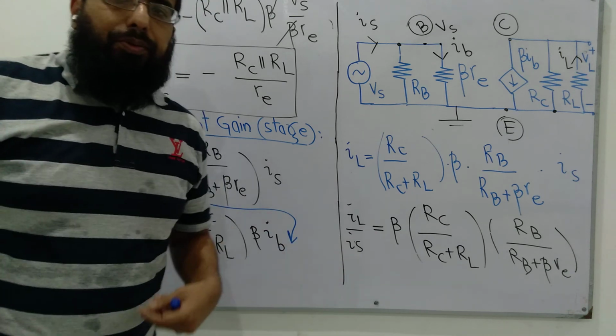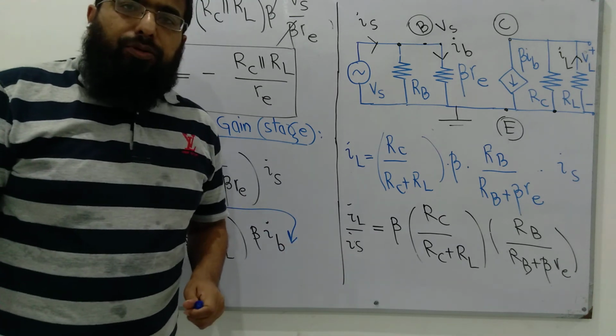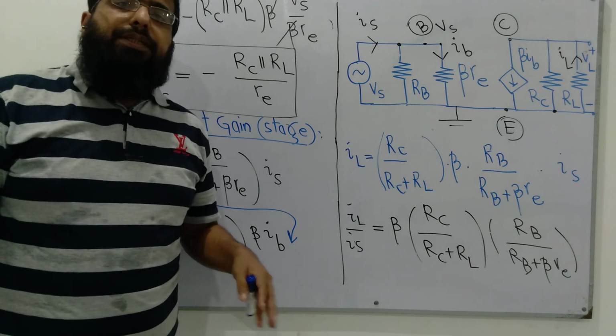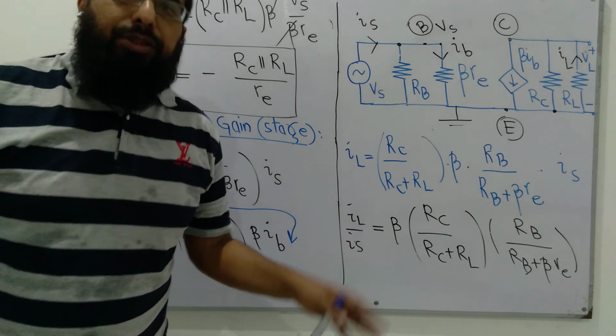So we come to the conclusion that a common emitter configuration, a BJT amplifier, amplifies both voltage and current.